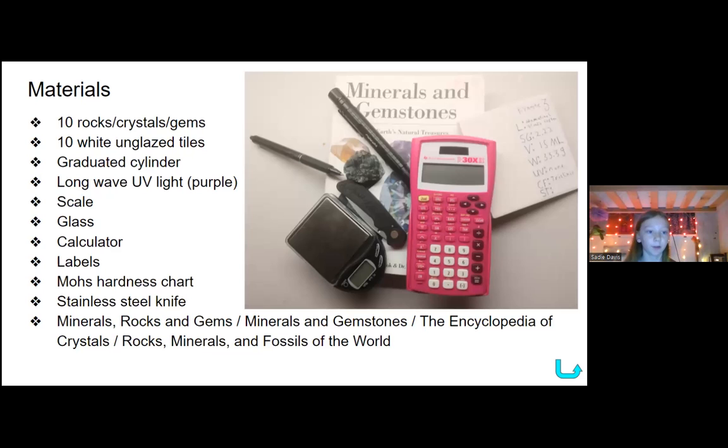My materials were 10 rocks, crystals, and gems, 10 white unglazed tiles, a graduated cylinder, a long wave UV light, which is purple, a scale, glass, a calculator, labels, a Mohs hardness chart, a stainless steel knife, and 4 books: Minerals, Rocks, and Gems, Minerals and Gemstones, the Encyclopedia of Crystals, and Rocks, Minerals, and Fossils of the World.